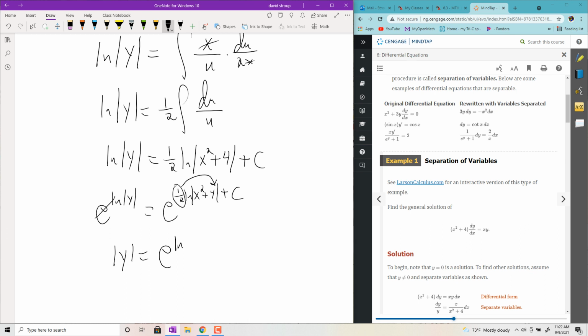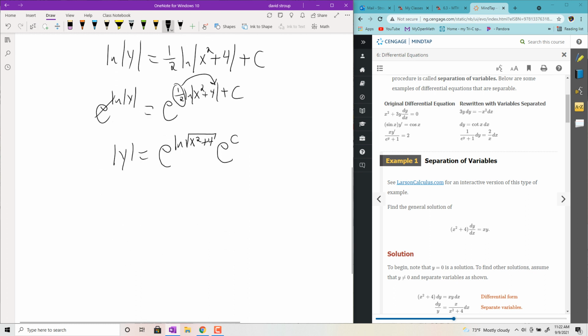Okay, so you get e to the ln of x squared plus 4 to the 1/2, or rather, the square root of x squared plus 4. I won't need the absolute values because the square root of anything is just going to be positive. X squared plus 4 is always positive anyways, so you don't need the absolute value. And then instead of writing plus c, I'll write e to the c. That's just from our exponent rules.